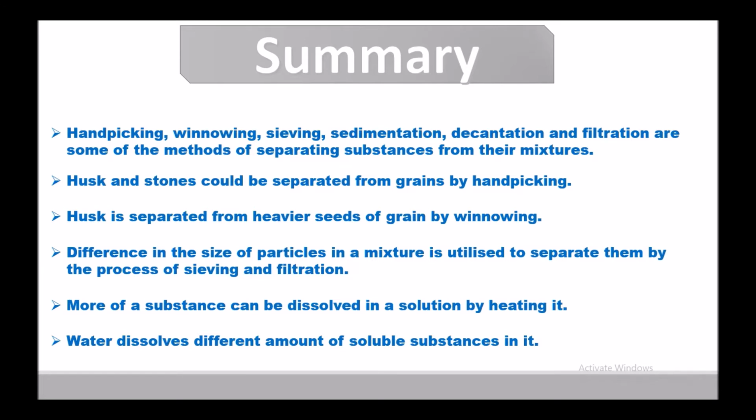Husk and stones could be separated from grains by hand picking. Husk is separated from heavier seeds of grain by winnowing. Differences in the size of particles in a mixture is utilized to separate them by the process of sieving and filtration. More of a substance can be dissolved in a solution by heating it. Water dissolves different amounts of soluble substances in it.